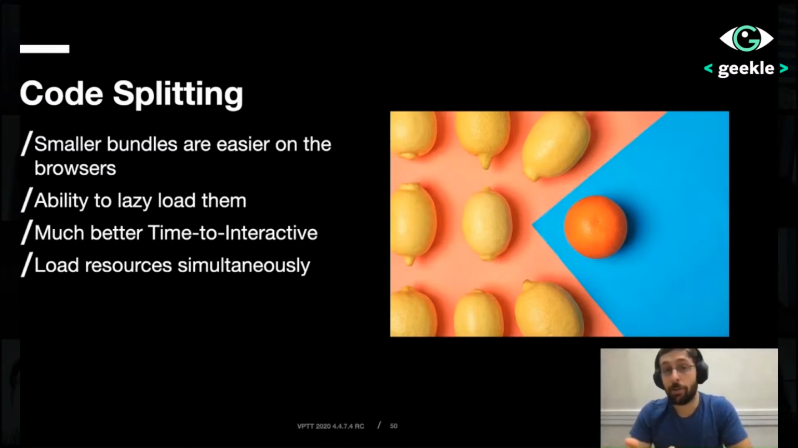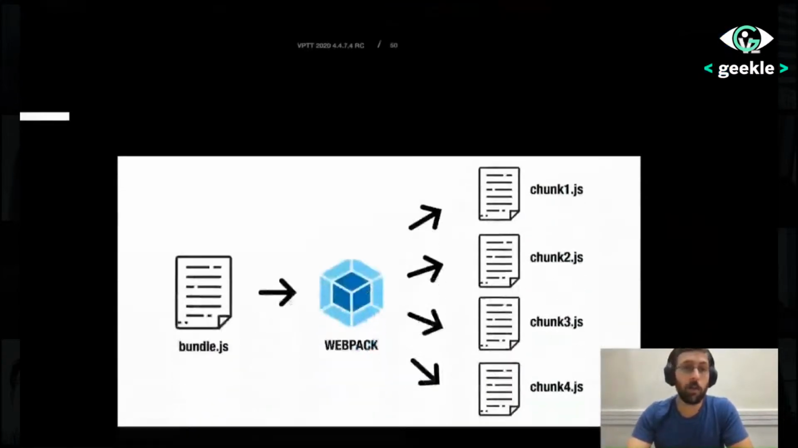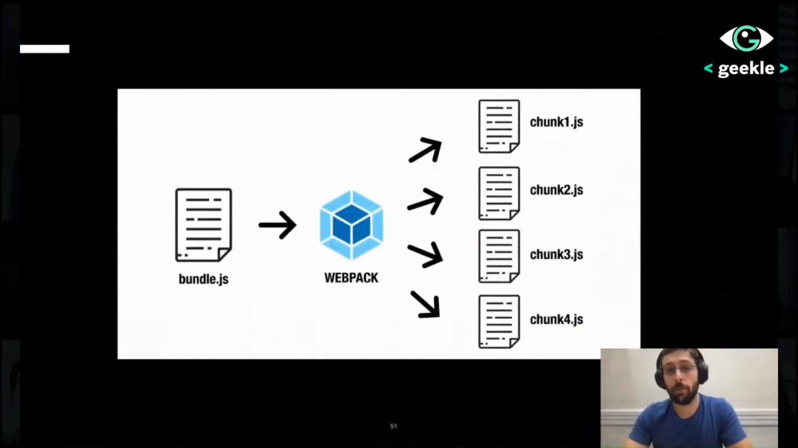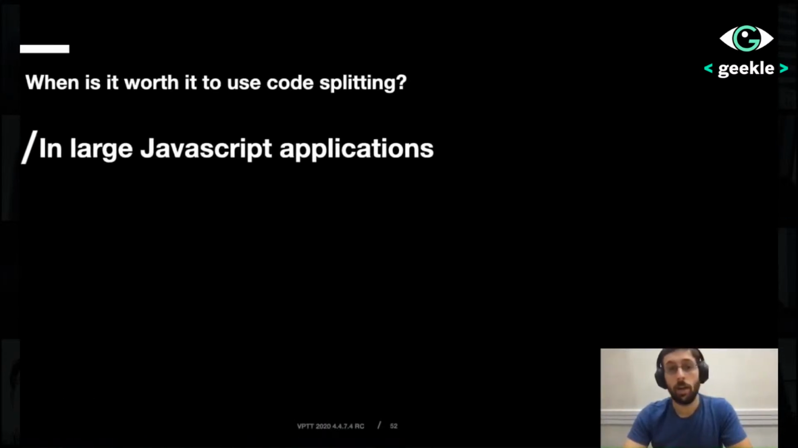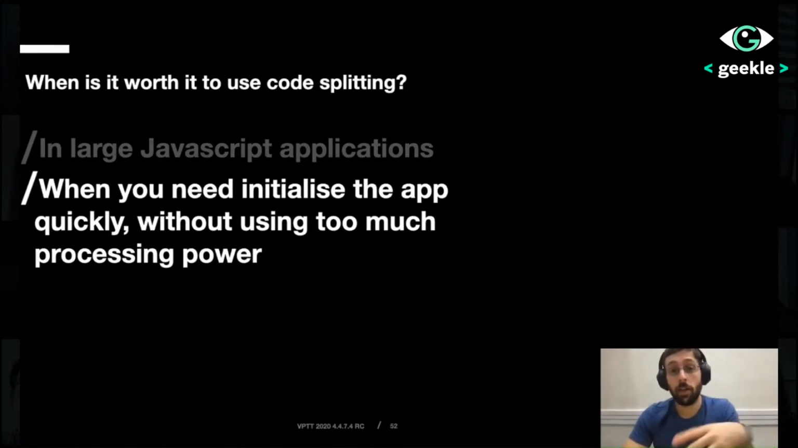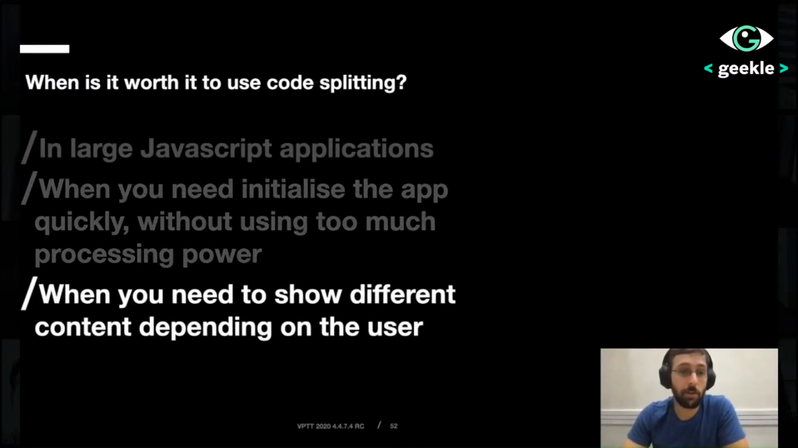Code splitting with React or any other JavaScript library of choice is the answer to this exact problem. When is it worth using code splitting? In particular, when you have a large JavaScript application, when you need to initialize the app quickly without using too much processing power, for example on mobile devices, or when the application has multiple permission groups or sections visible only to specific users, as well as any other case where you need to show different content depending on the user.